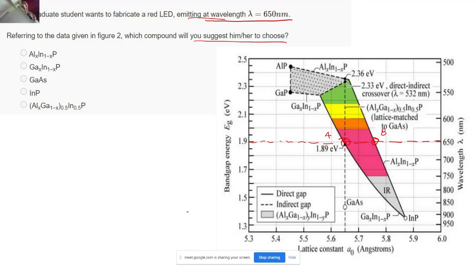Now I am sure you must have referred to the sir's lecture. So can you please help me: which among point A or point B should I choose to select the compound for fabricating my red LED? Which point is suitable?